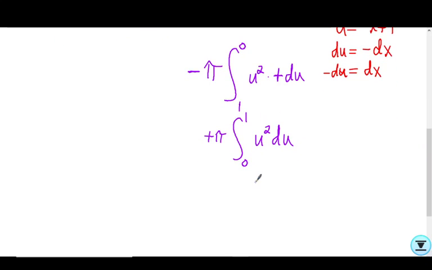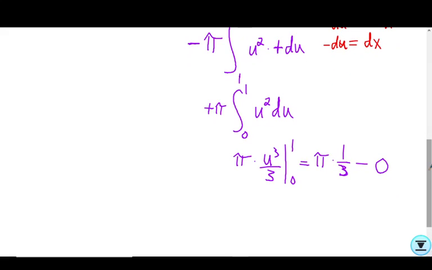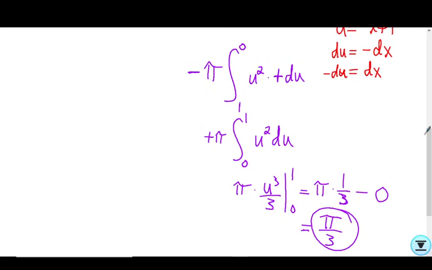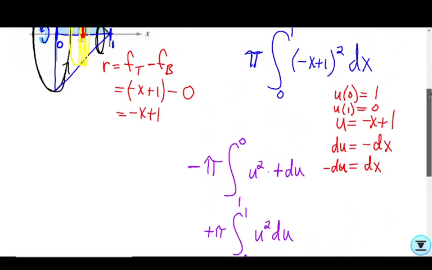Now add 1 to the power, divide by the new power, so I get pi times u cubed over 3 from 0 to 1, which means I end up with pi times 1/3 minus 0, which ends up being equal to pi over 3. And that is my volume. Now, super simple, right? Just definite integrals.